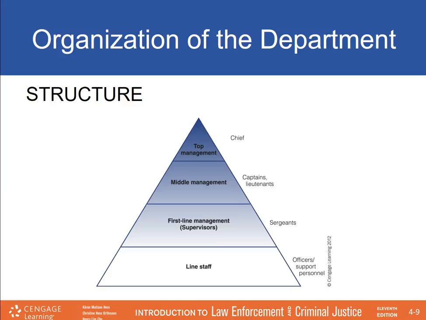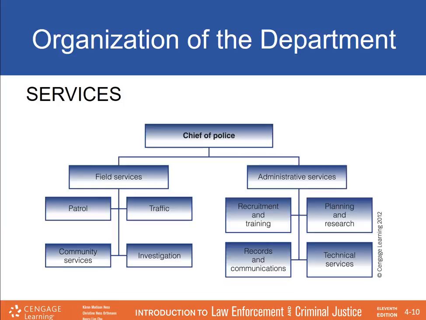And when you start looking more at the structure of an organization, it is kind of a pyramid shape, and I don't know if maybe I'll put in one of my own department org charts and you can take a look at it. But if you look at the top, you have top management, the chief, middle management, captains, lieutenants, first line supervisors would be sergeants or non-sworn supervisors, and then line staff would be officers. And that's typically how an organization looks.